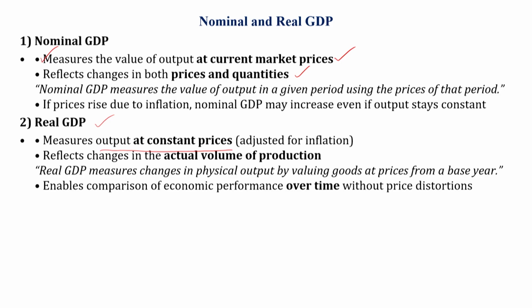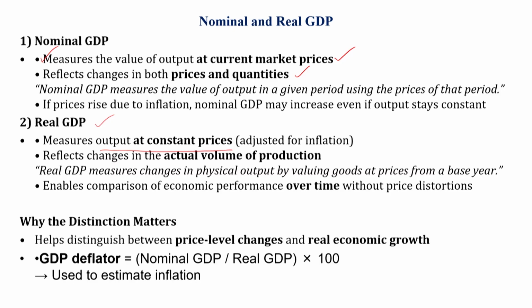So real GDP reflects changes in the actual volume of production. Real GDP measures changes in physical output by valuing goods at prices from a base year. So it enables comparison of economic performance over time without price distortion. So why does the distinction matter? Because it helps distinguish between price level changes and real economic growth.